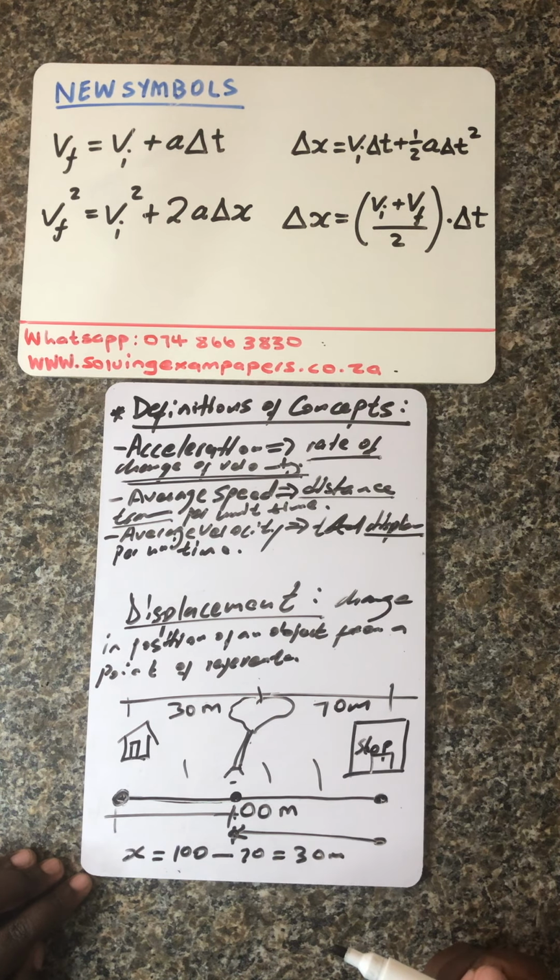I've just explained it, ladies and gentlemen. Distance is the total length, okay? It is the total length traveled by an object. So, ladies and gentlemen, the total distance is that 100 that you traveled.